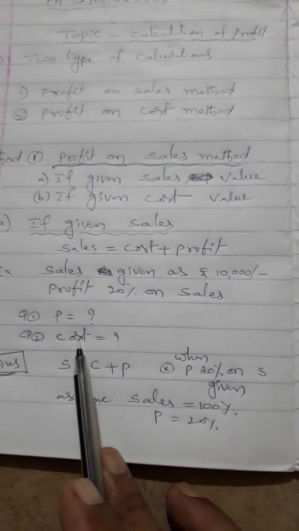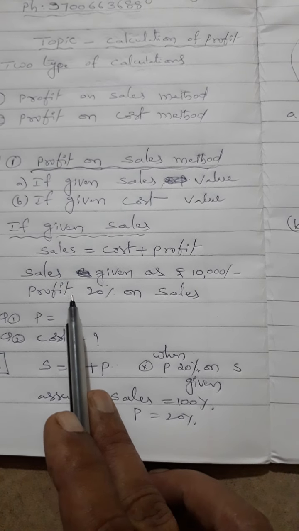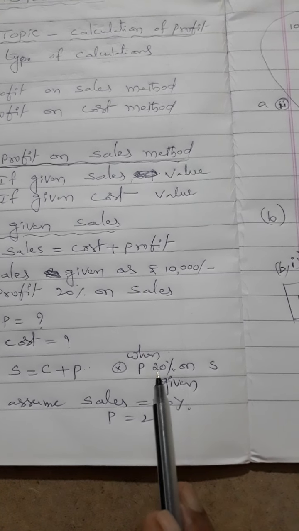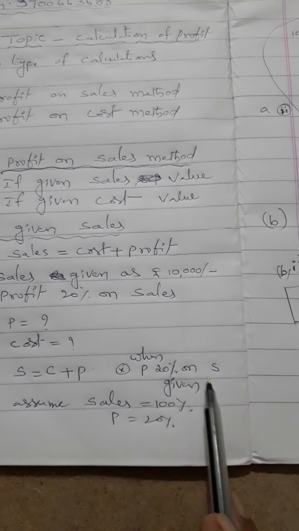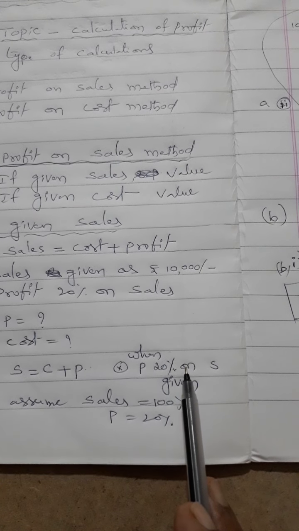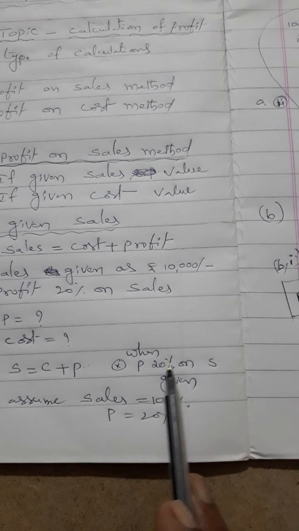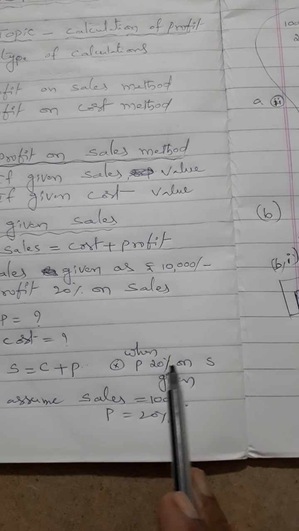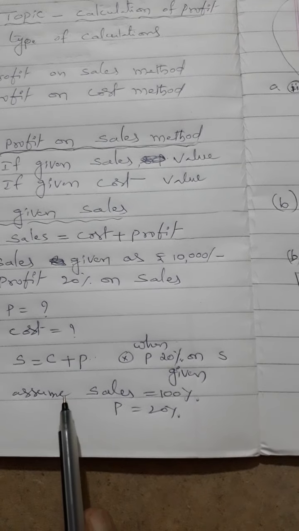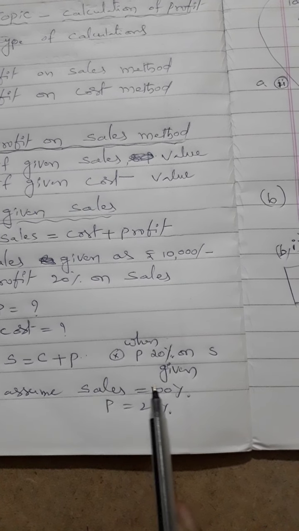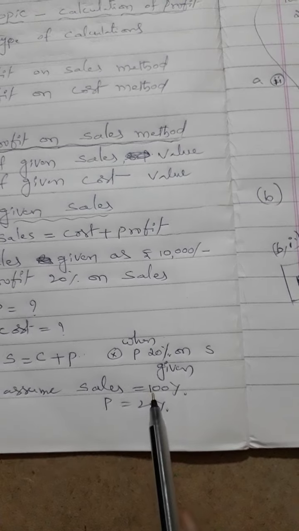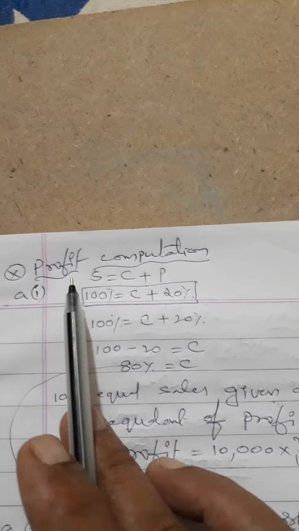Now in my question here, profit is 20% on sales. When profit 20% on sales is given in the question, please assume that the percentage is specified on sales, so percentage is always equal to the sales. That's why I am assuming sales is equal to 100, profit is equal to 20. These both values I am applying in the equation.